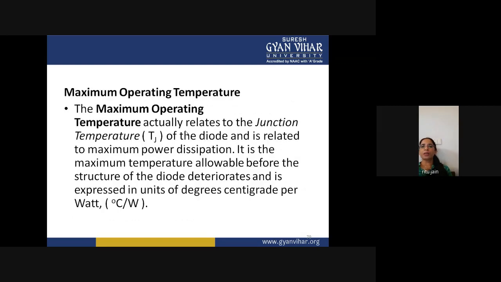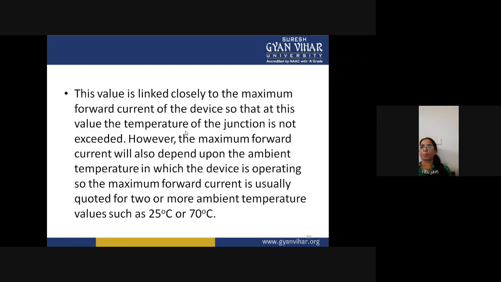Next, the maximum operating temperature. The maximum operating temperature relates to the junction temperature of the diode and is related to the maximum power dissipation. It is the maximum temperature allowable before the structure of the diode deteriorates and is expressed in units of degrees centigrade per watt. So this value is linked closely to the maximum forward current of the device so that at its value the temperature of the junction is not exceeded.